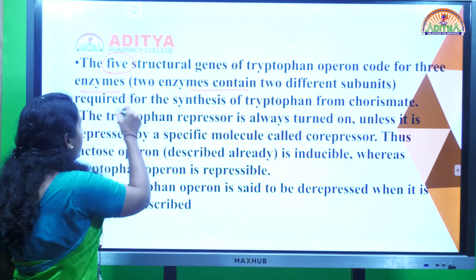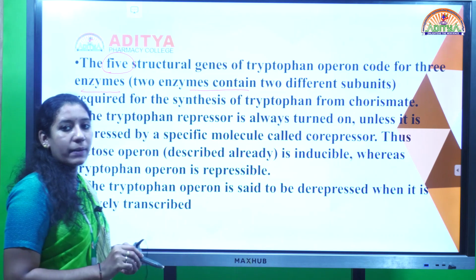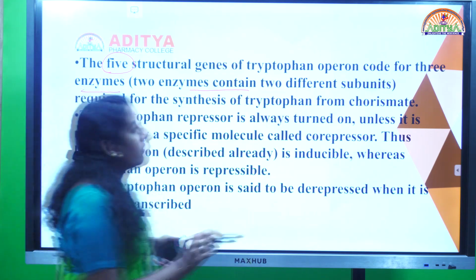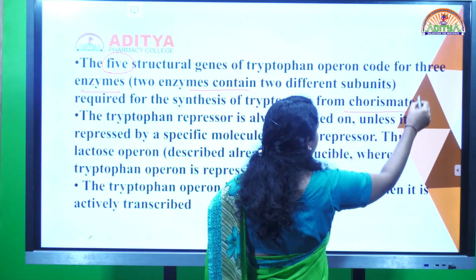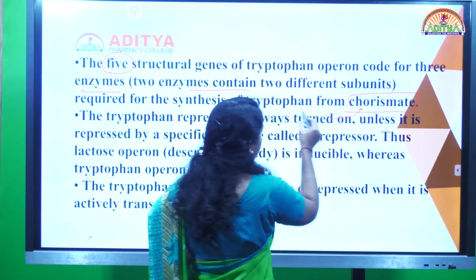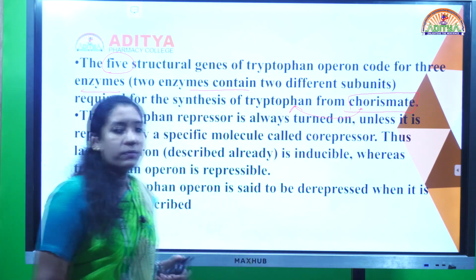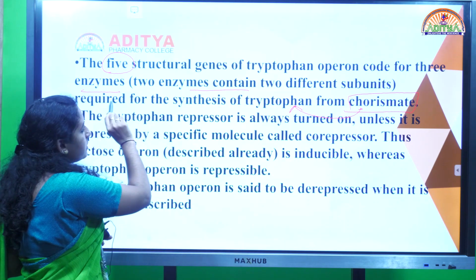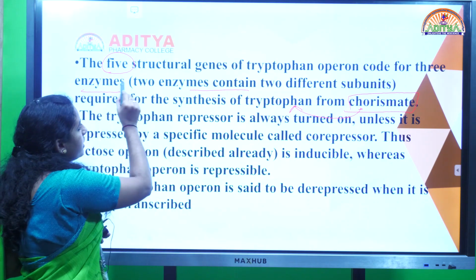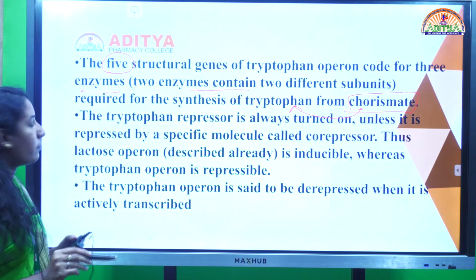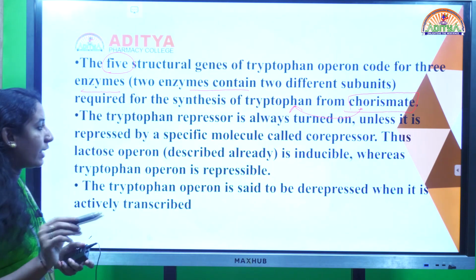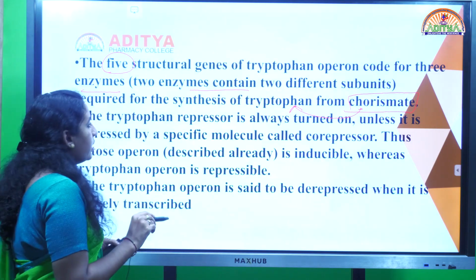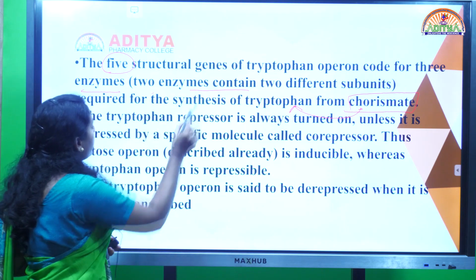All these enzymes are required for the synthesis of the amino acid tryptophan from a precursor known as chorismate. So from this precursor chorismate, tryptophan will be synthesized with the help of these 3 enzymes, and these 3 enzymes are encoded by the 5 structural genes. Of these, 2 enzymes contain 2 subunits.